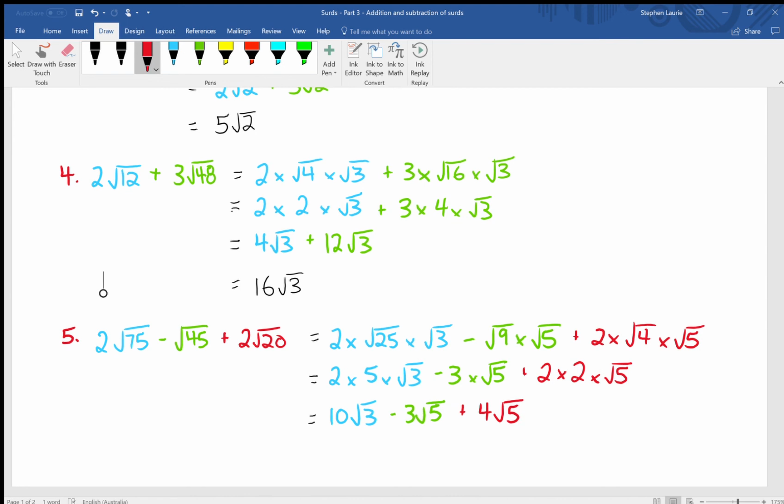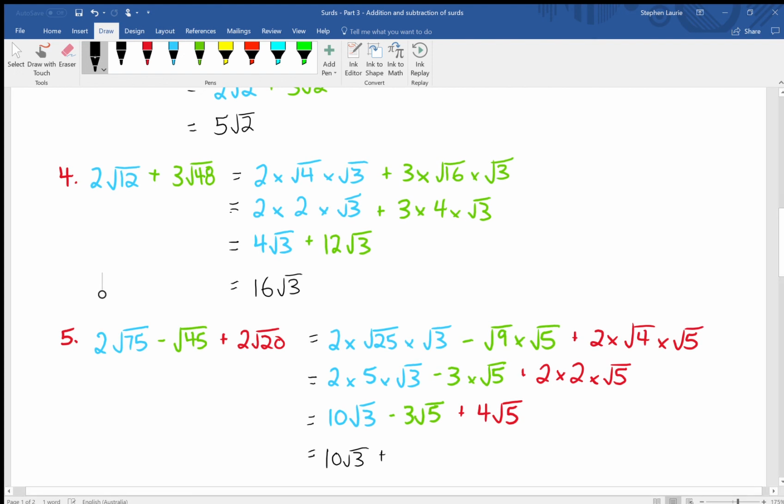And now we can have a look at which ones are like surds. Okay, the 10 root 3 is the only root 3 term, but we do have a negative 3 root 5 plus 4 lots of root 5, so that's just 1 lot of root 5. And that is our fully simplified answer. Everything added and subtracted where possible.